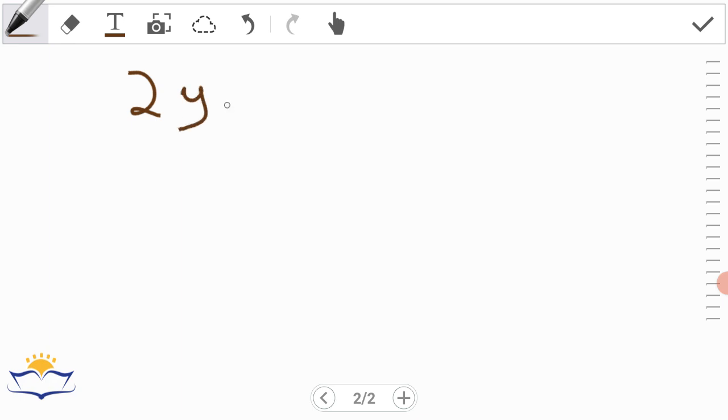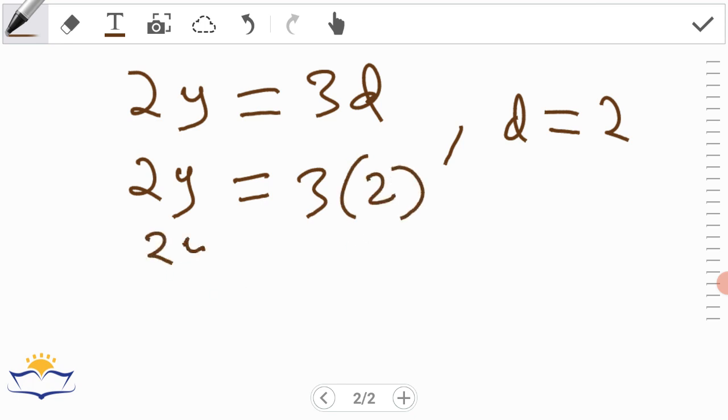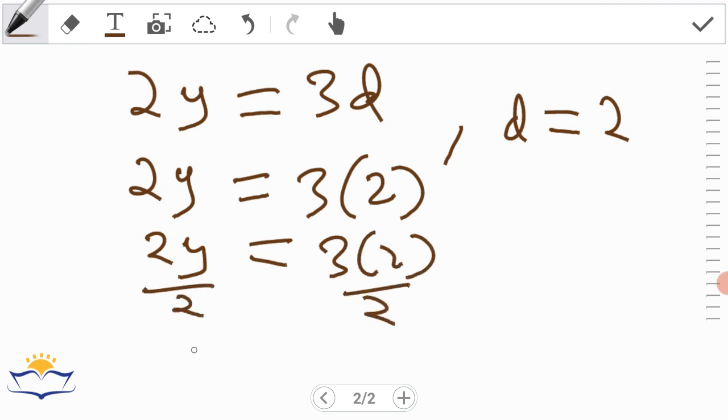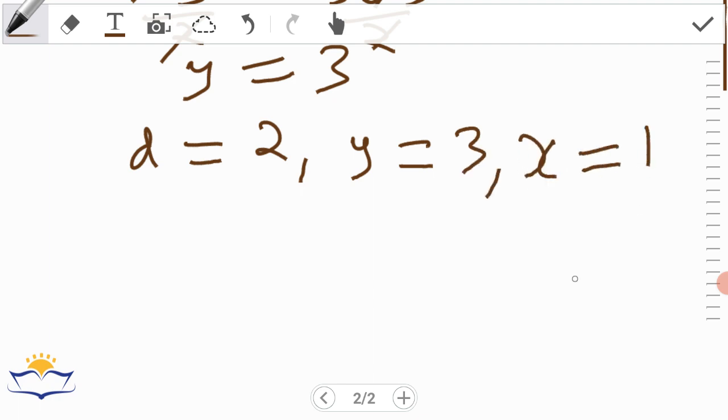Now the equation 2y equals 3d, and we know that d equals 2. We just replace d with 2. From your algebra, we divide both sides by 2, such that y becomes 3. The 2 and 2 cancel. In the end, we have our values: d equals 2, y equals 3, and we said x equals 1.